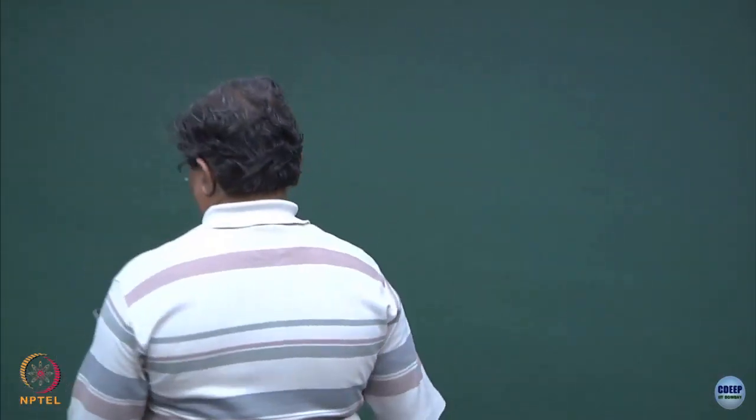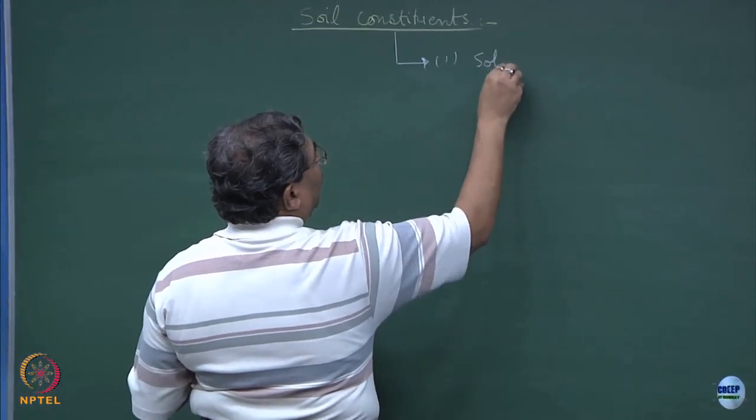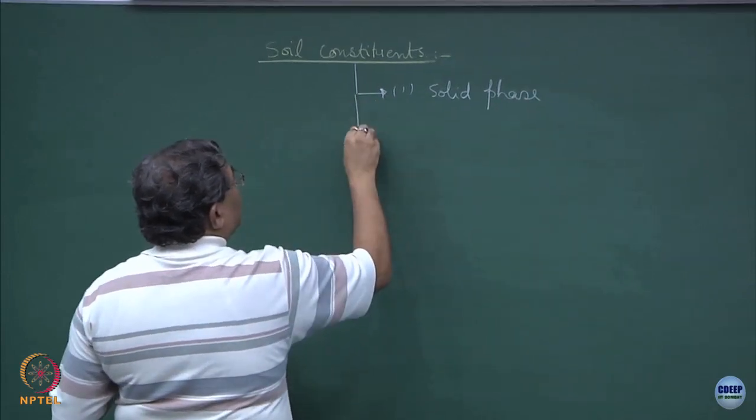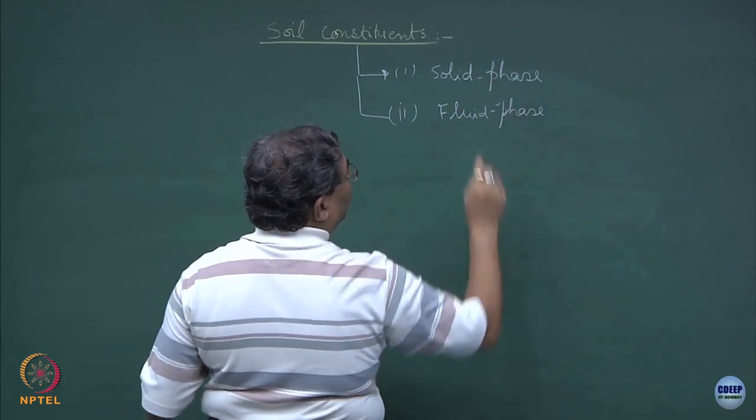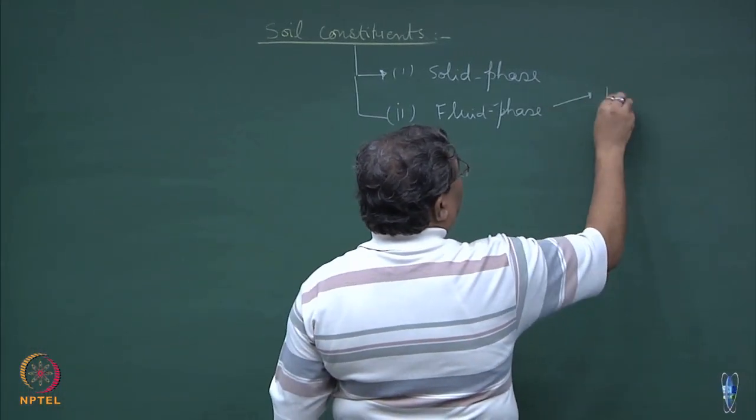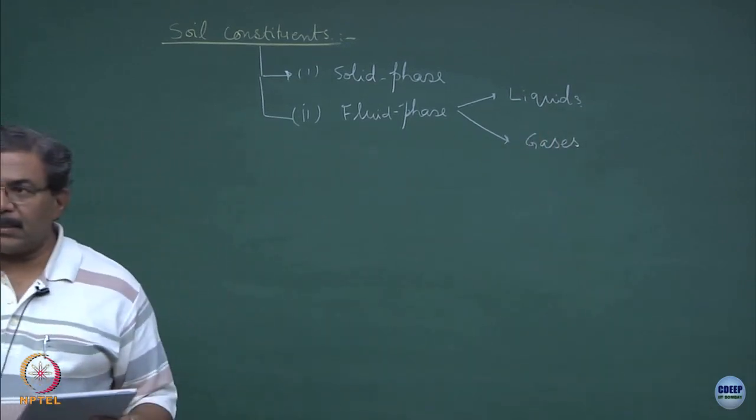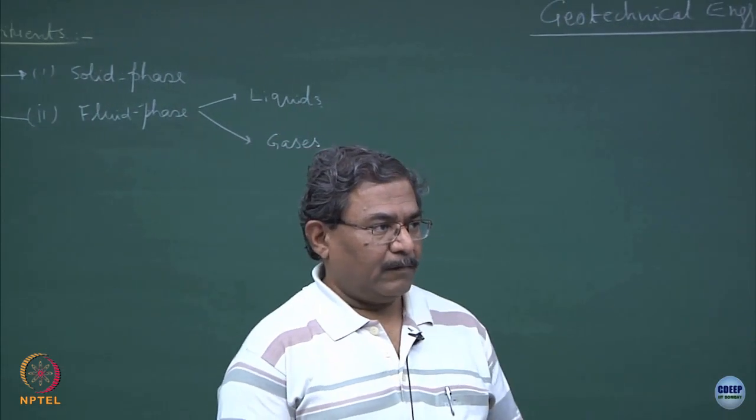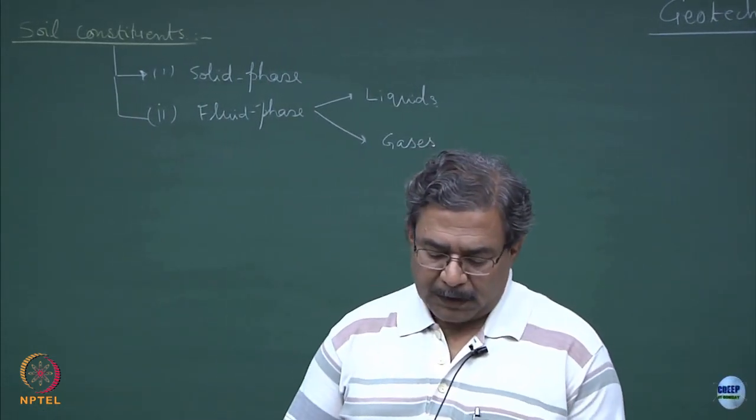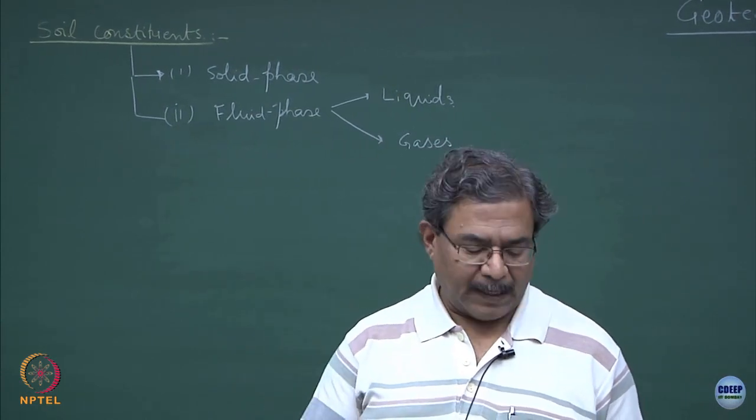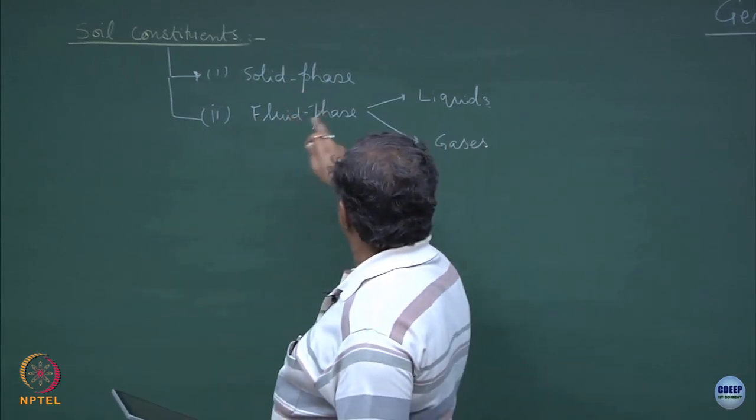There are basically three types of constituents. The first one is the solid phase. The second general category is the fluid phase, and within the fluid phase we have liquids and gases. Don't you think this system is just like human beings? If you see our body, we have all three phases, is it not? We have fluids, we have gases, and we have the skeleton, the bones, which are the solid phase. This is a philosophy which I use to define the soil mass. That means this system consists of solid phase, liquid phase, and gaseous phase.